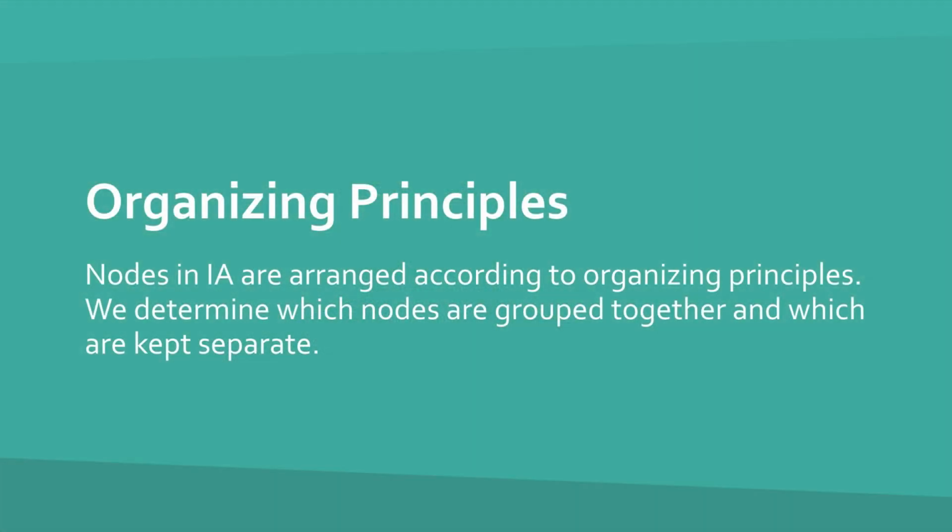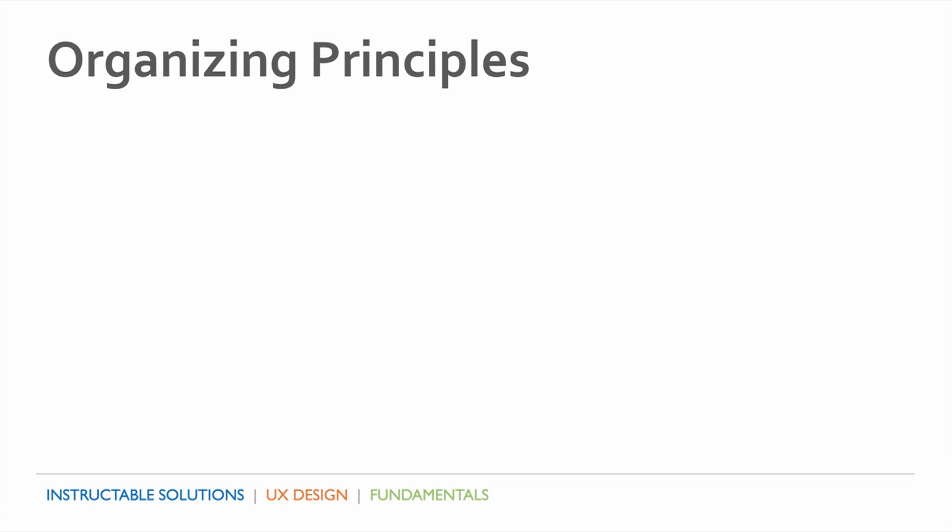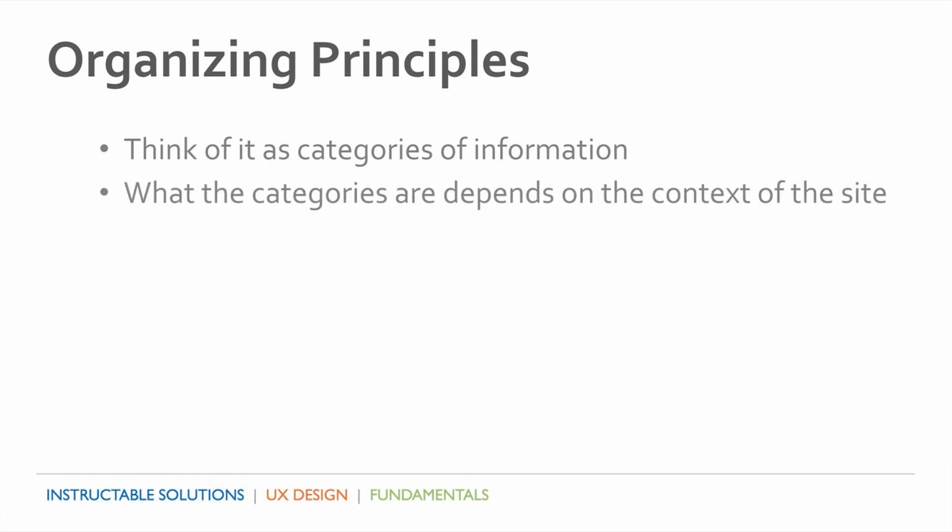We need to understand how we group things together in the best way so that our users can find them and understand why they're grouped together as well. That's probably the hardest thing to determine when we create an information architecture strategy for our clients. Organizing principles can be thought of as categories of information. What the categories are, though, depends on the context of the site.